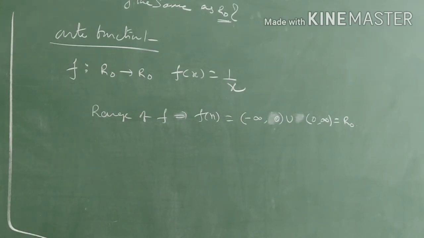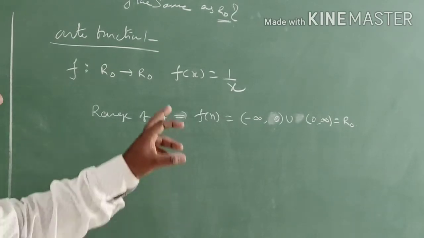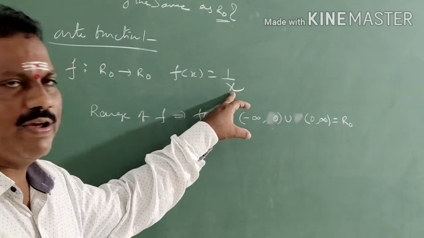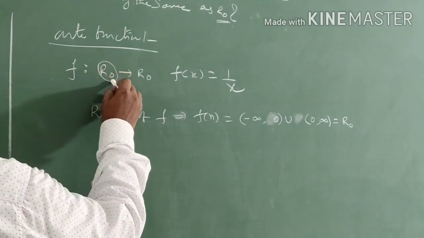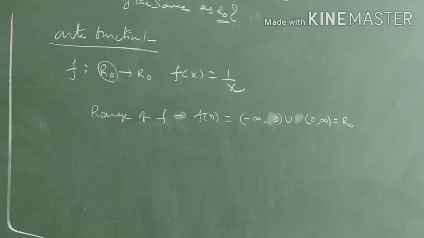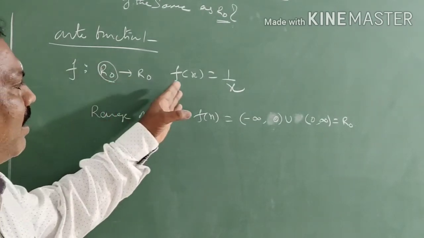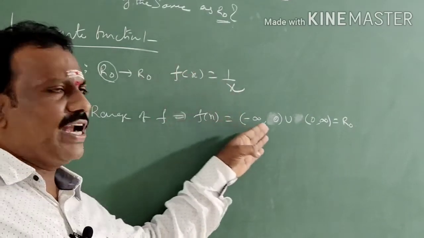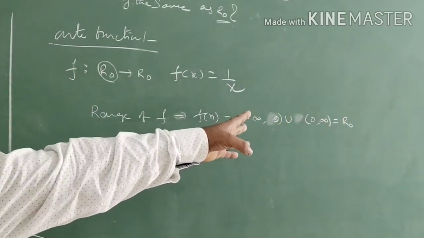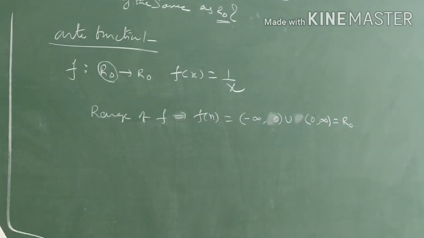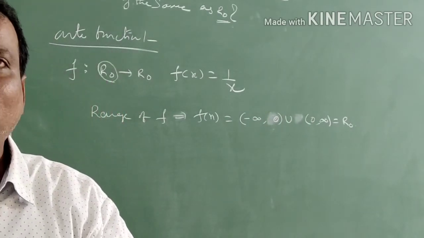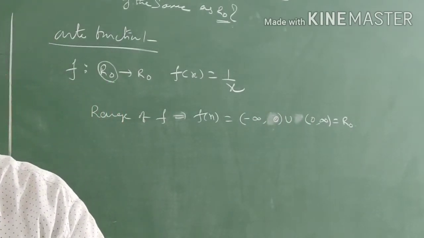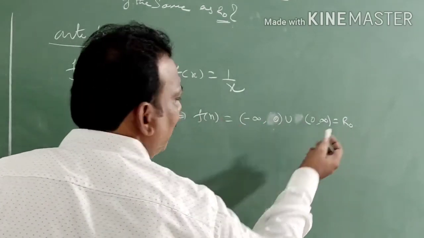Understood, students? Range means f of x value. When will you get f of x? If you substitute x values. What do we have to substitute in the x place? We have to substitute R0. R0 means all real numbers except 0. If you put all real numbers except 0 in the x place, again you are getting all real numbers except 0. Correct or not? Clear, students? So range is again all real numbers except 0.